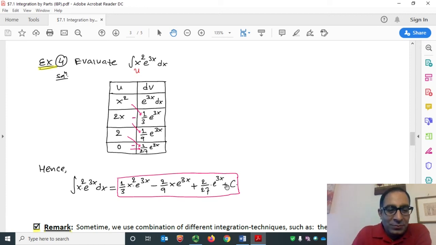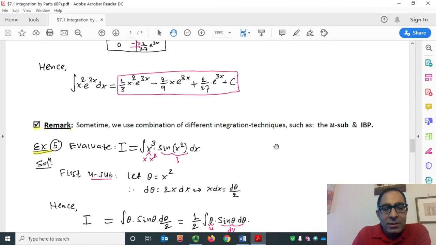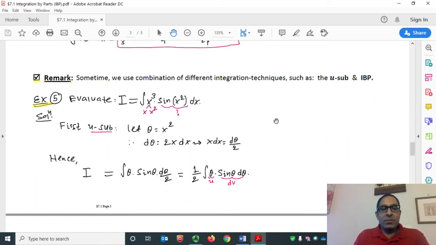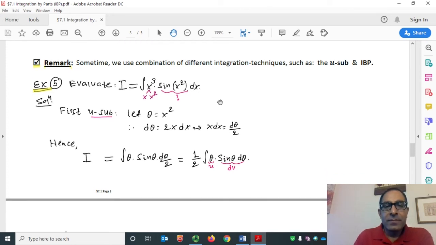So now let's move on. A final remark: sometimes we use a combination of different integration techniques. So far we studied the use of the IBP technique, so let me combine these two techniques. In example 5, evaluate, I denote the integral by I, so I equals the integral of x cubed times sine of x squared dx. Note that we cannot integrate sine of x squared directly.